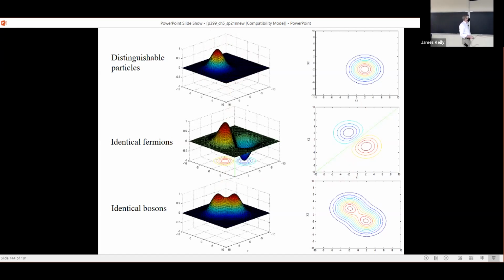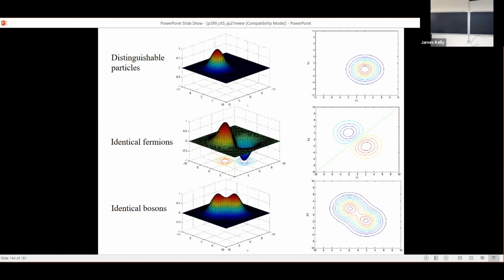And what you can kind of see is that the probability of finding the identical fermions close to each other is reduced. Here's where they're at the same location along the middle, and their peaks tend to be well separated right there. Whereas the bosons, when we symmetrize, tend to be closer together because it doesn't go down so far in the middle when we square that and get the probability density.